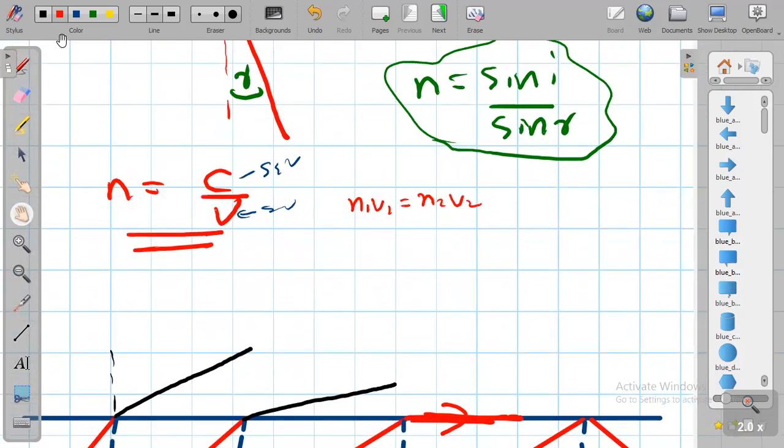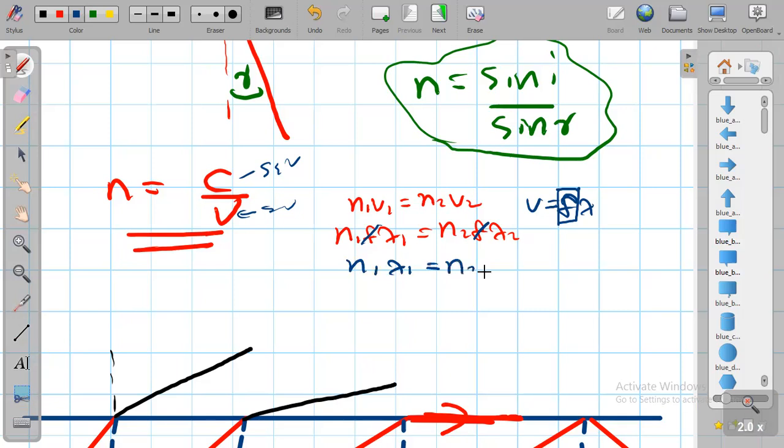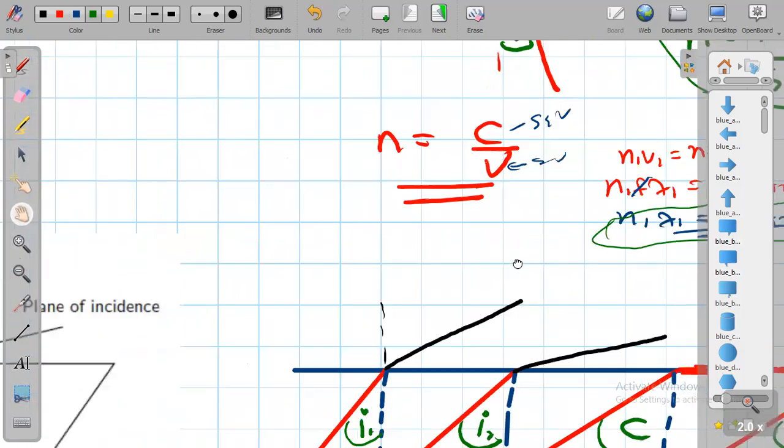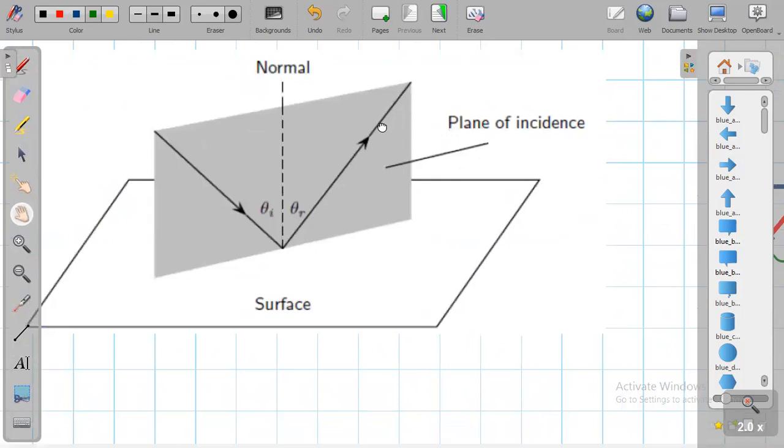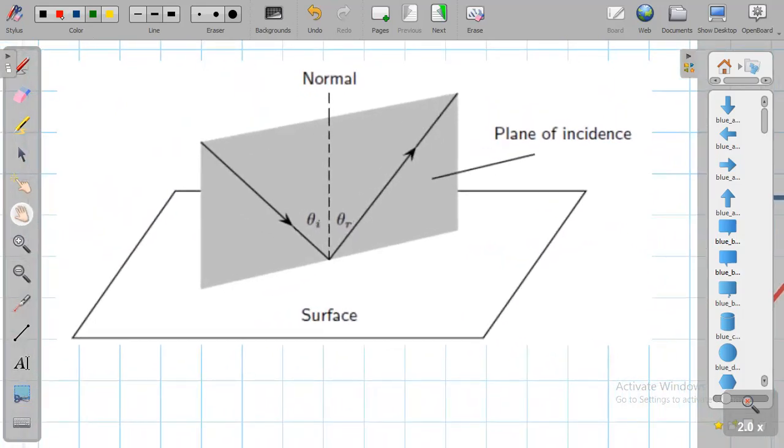So how to write this v? v equals f lambda. f cannot be changed in the medium; it's a constant. So n1 f lambda 1 equals n2 f lambda 2. f and f cancel, so now you will get n1 lambda 1 equals n2 lambda 2. A very essential equation to answer MCQs mostly. You'd better memorize this somehow. No need to memorize by heart. Just remember, it's really easy. Getting the theory is the basic understanding.